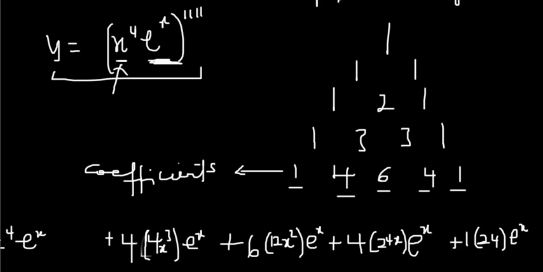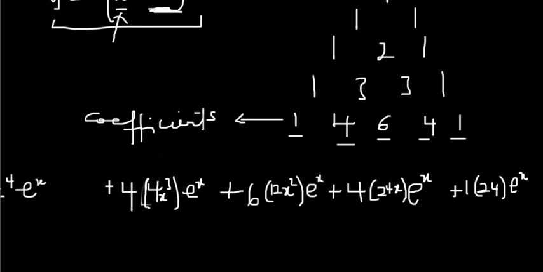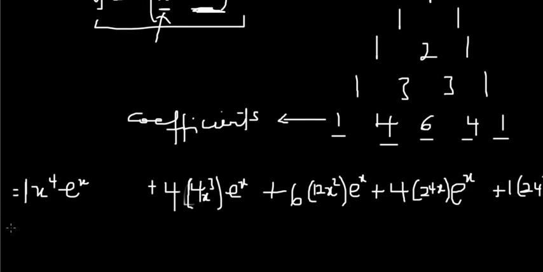Now, from here you can decide to expand, because there's nothing like 1 times x exponent 4, e exponent x, okay. So all you have to do is just expand. You will notice you end up with the right answer, okay. So let's try to expand. So when you expand, you end up with what? x exponent 4 e exponent x plus what?